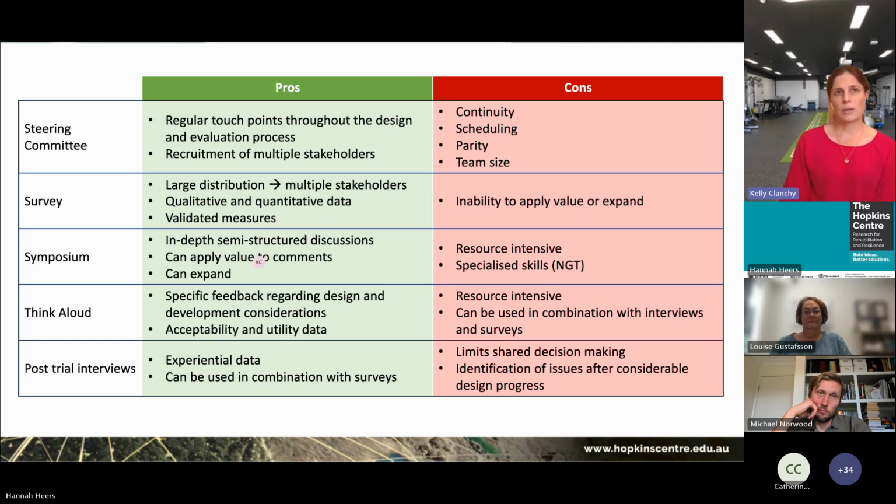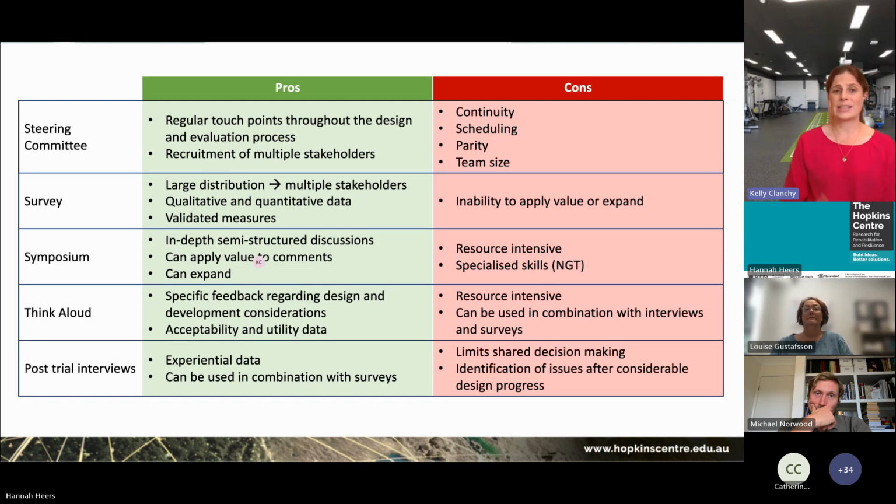Additionally, with a steering committee, one of the challenges that you face is parity in regards to making sure that everybody has that equal representation and that equal voice, irrespective of the topic that is being talked about. And that oftentimes limits the size of the team that you can recruit, because in order to get everybody's viewpoints heard, you need to almost have quite a smaller team.